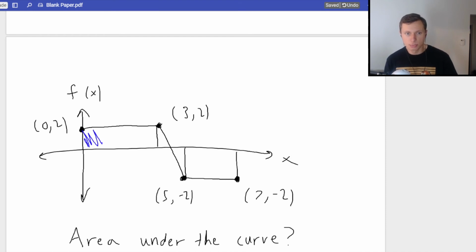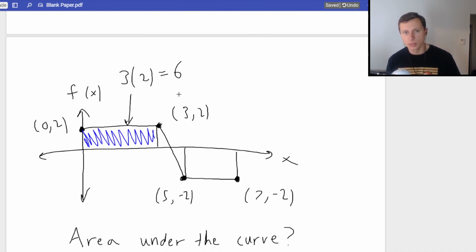So first I'll shade in this rectangle in blue. The blue rectangle has a width or length of 3 times a height of 2, because that's how high it is. So we have an area of 6 for the blue.